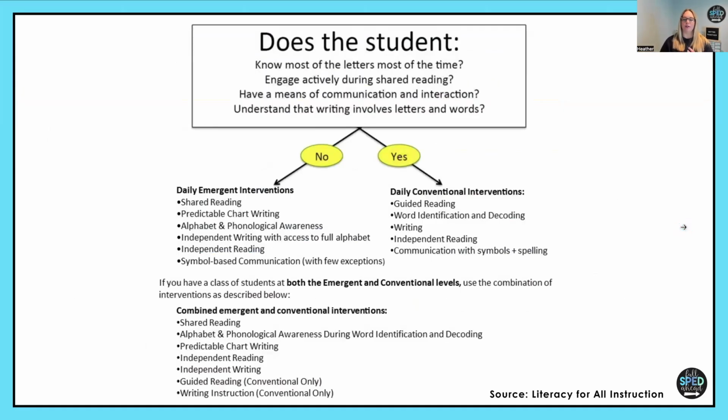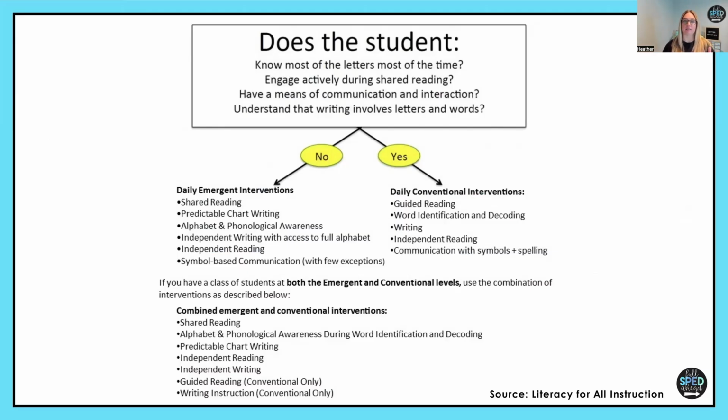All right, so this was again from the Literacy for All instruction. You can see some of my credits at the bottom, or the sources. This chart was really helpful for me to decide: do I have an emergent learner or a conventional learner? You might have both. That is very common. Some of these questions: does the student know most of their letters most of the time? Yes or no? Yes, they're more conventional, so make a note of that. Do they engage actively in their shared reading experience? Not really. Okay, that one's a no.